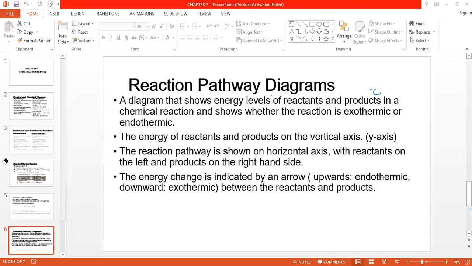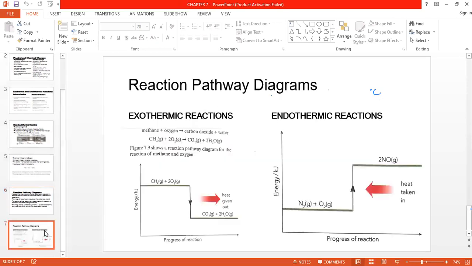So let's see how it works. Okay, so here is our reaction pathway diagram. The first one is for the exothermic reaction, and what is happening here is that our methane and oxygen are reacting with each other to produce carbon dioxide and water. Okay, so I'll explain it to you step by step.